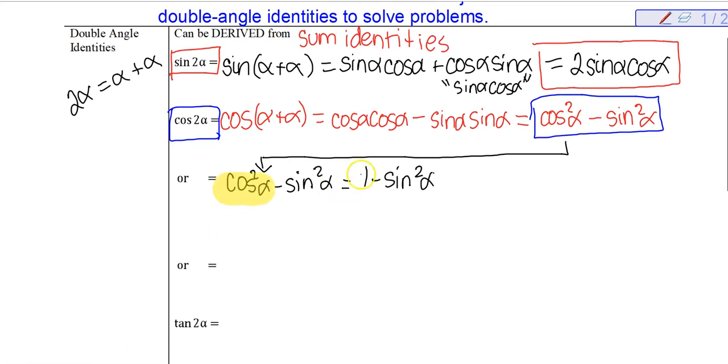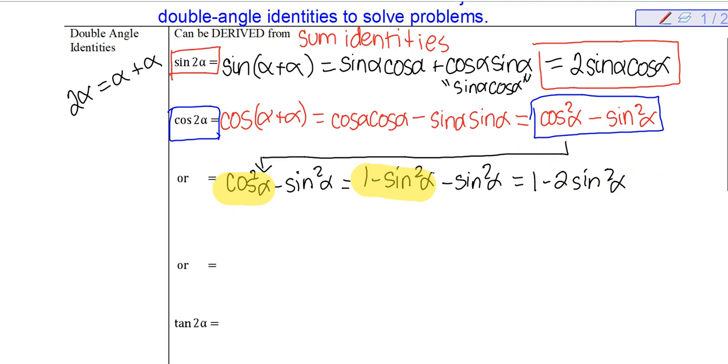Is it? Yes. Okay. So I'm just using a Pythagorean identity there to replace the cosine squared alpha with 1 minus sine squared alpha, minus sine squared alpha. So that's the rest of that statement. Okay, and now let's simplify that. So I can combine these 2 terms, right? Negative sine squared alpha minus sine squared alpha would be negative 2 sine squared alpha.